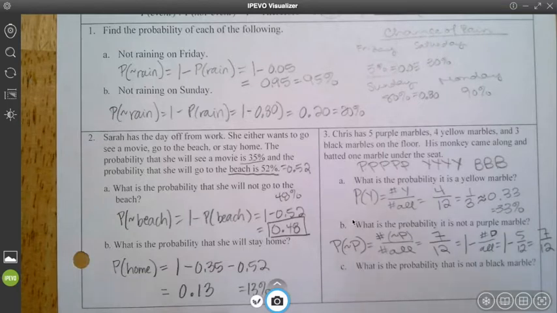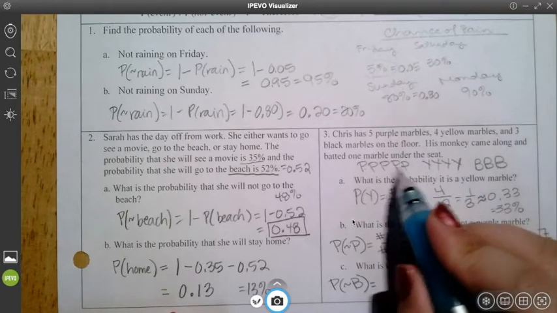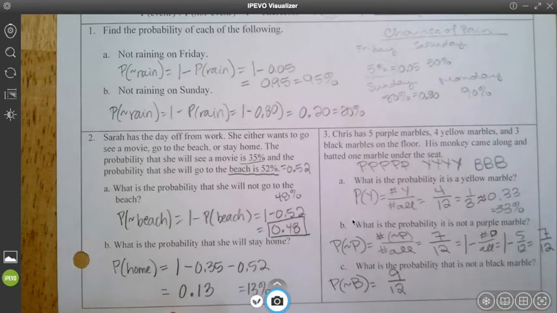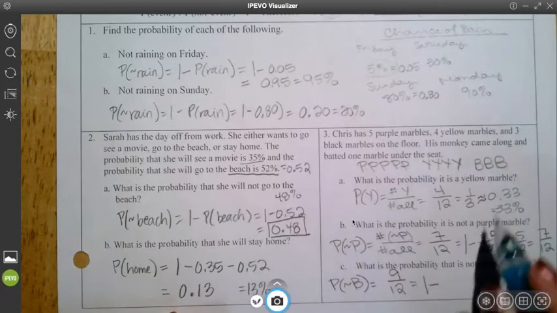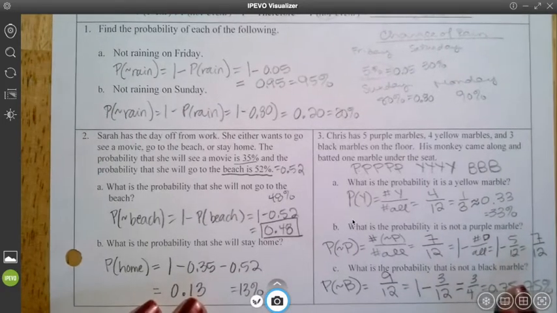What is the probability that it is not a black marble? Similar to the one before, there's two ways we can do this. Probability of not a black marble. I can count everything except for the black ones. So 4 and 5 is 9 over 12. Or I can say that's the same as 1 minus the black ones over 12. 1 minus 3 twelfths, 12 twelfths minus 3 twelfths is 9 twelfths. Either way, that has to be simplified. 9 twelfths simplifies to 3 fourths, or 0.75, or 75%, depending on which format you want to write it in.